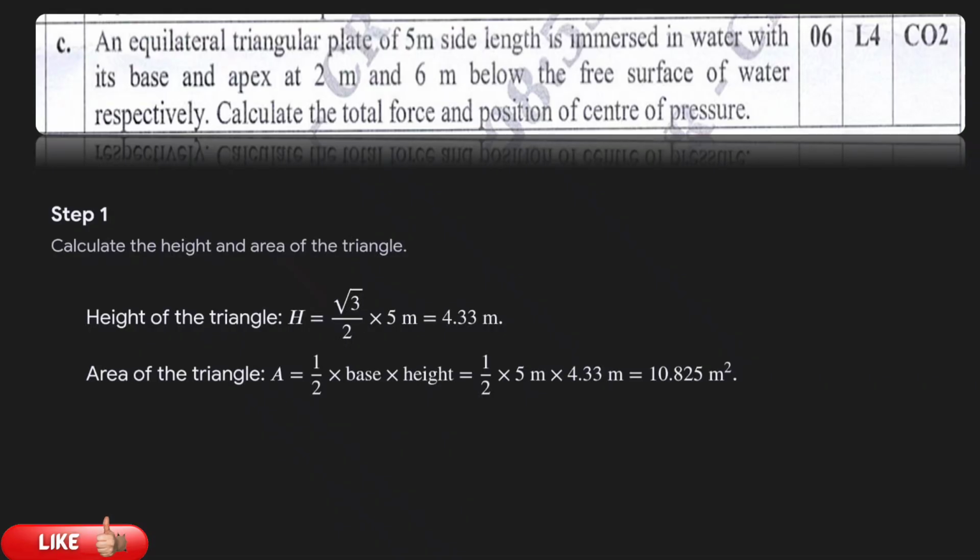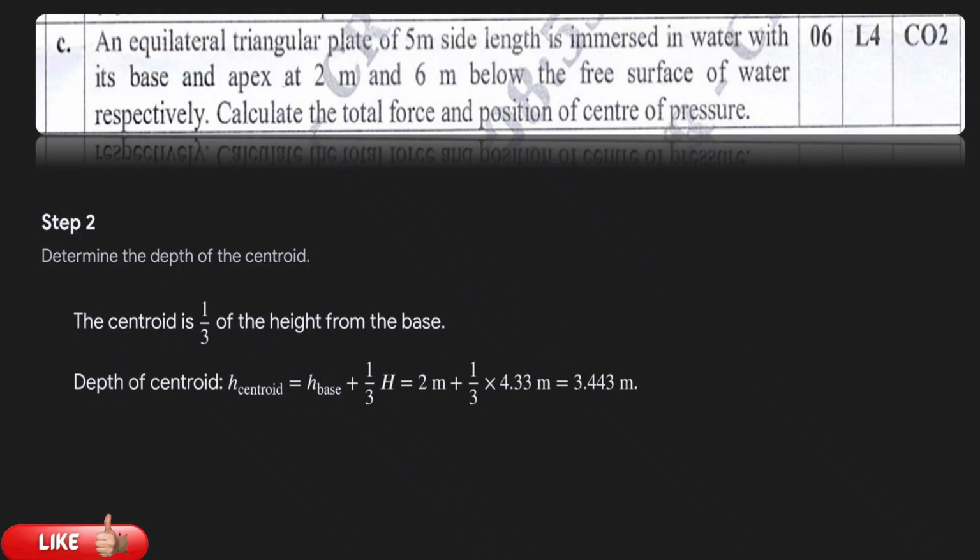Step 1 is calculate the height and area of the triangle. To calculate the height, just now we said h is equal to root 3 divided by 2 into side of the triangle. Side 5 is given. That is equal to 4.33 meter. From height, we can calculate the area of the triangle. A is equal to half into base into height. Half into base is 5 meter and height is 4.33. That's equal to 10.825 meter square.